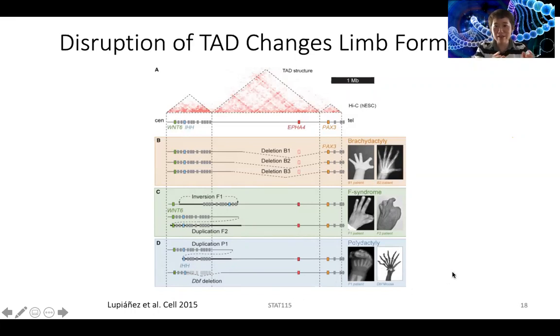And so you can see here, because the interactions are happening within each TAD domain, whether there are deletions or amplifications or inversions, it will influence how much the nearby gene is activated. And that can change whether the person has 2 thumbs or not enough fingers or too many fingers. Right? So it's really quite fascinating.